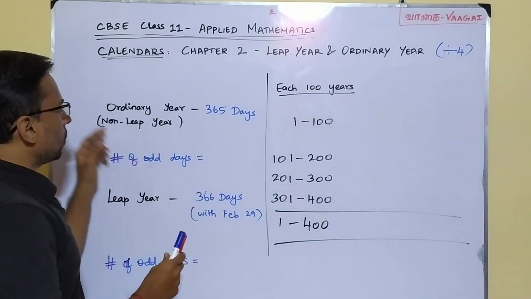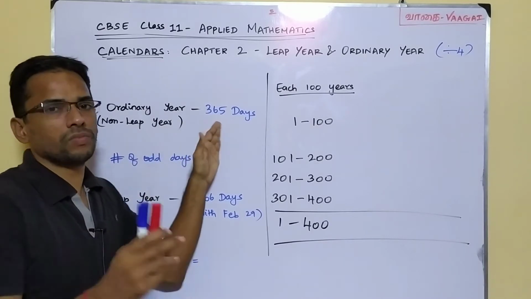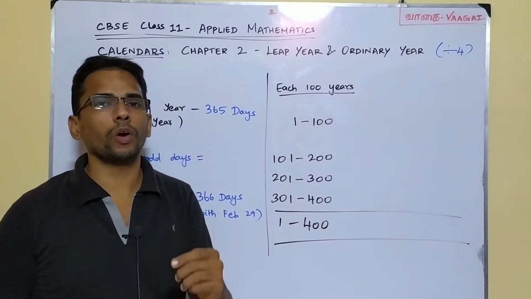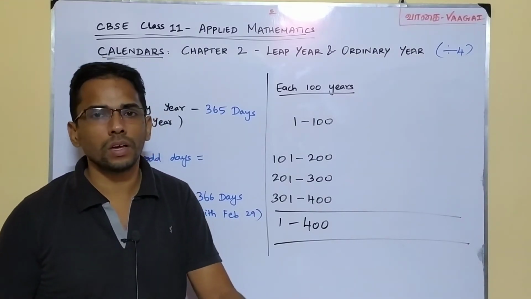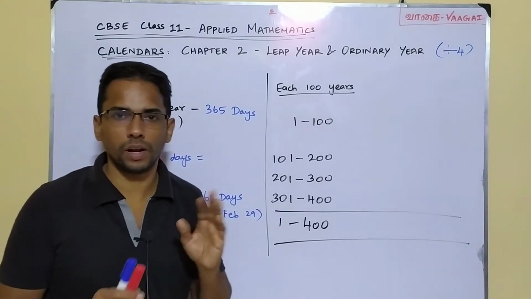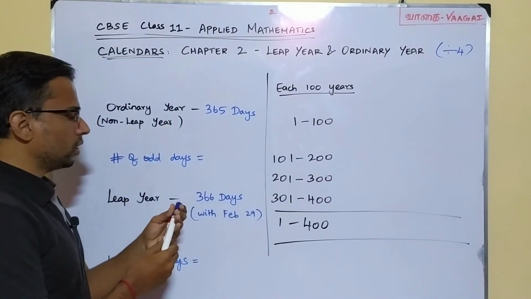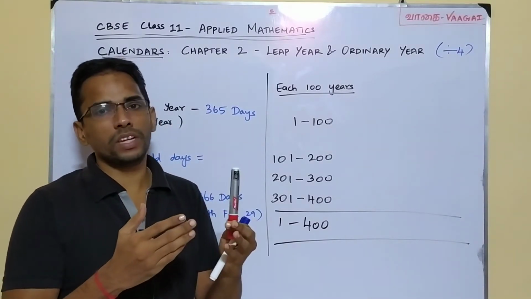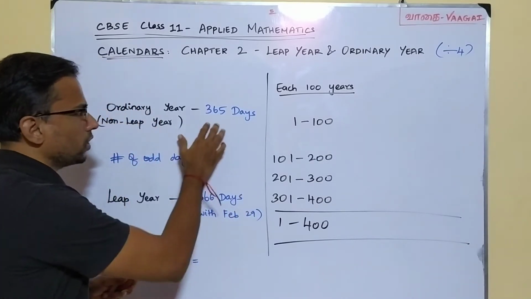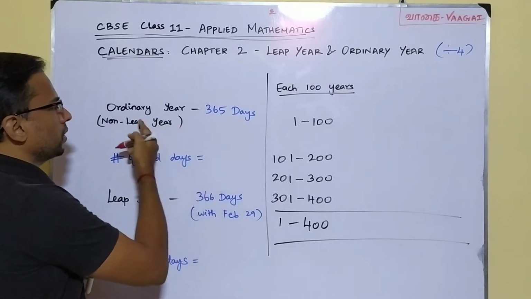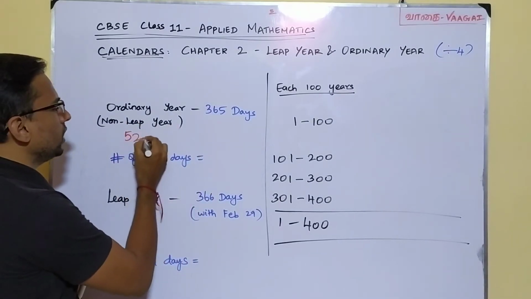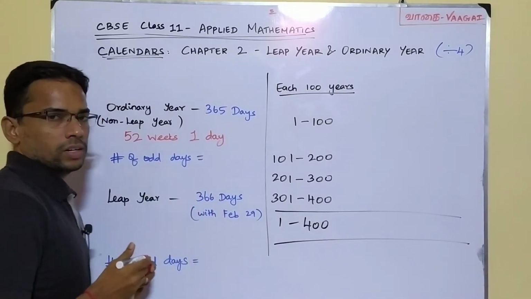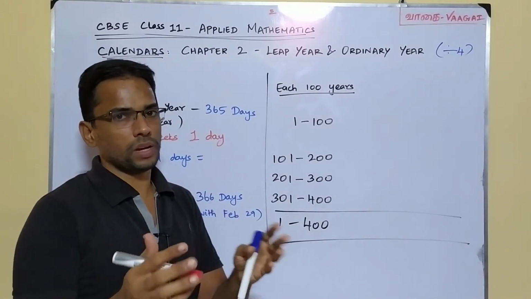So we have seen so far that an ordinary year has 365 days, and a leap year has 366 days. Now we are going to calculate the number of odd days for an ordinary year and a leap year. Before that, let's see for 365 days in an ordinary year how many complete weeks we can form. You get 52 weeks and 1 extra day. So this is how an ordinary year is constructed.